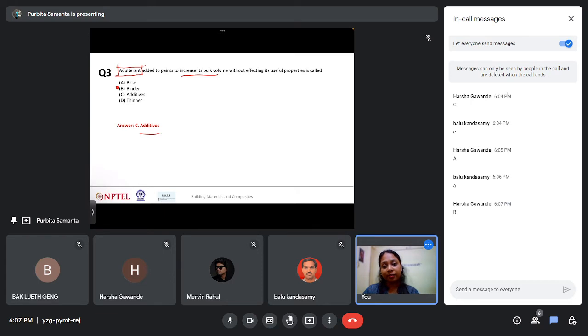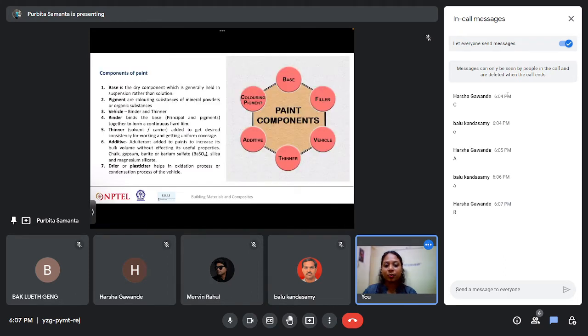However, we are not altering the useful properties of the paint. So if we look at the different components of the paint, which we have already started discussing with the help of the two questions that we have, you have one base and another important component, the vehicle. These two, base and vehicle, are the primary components of paint.